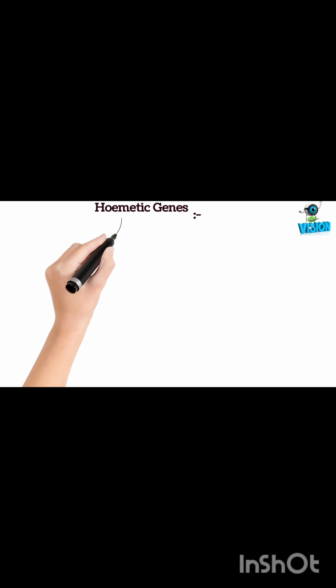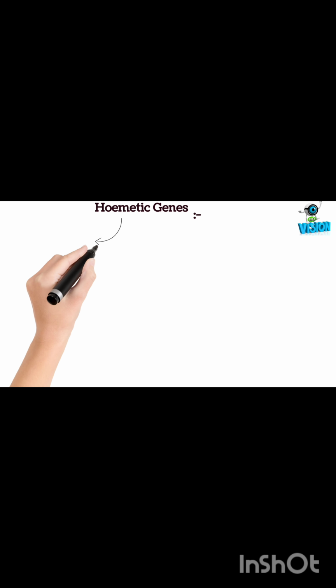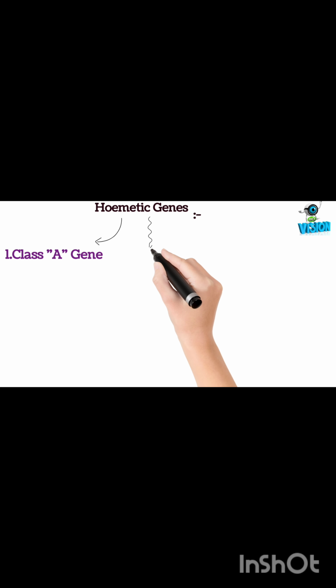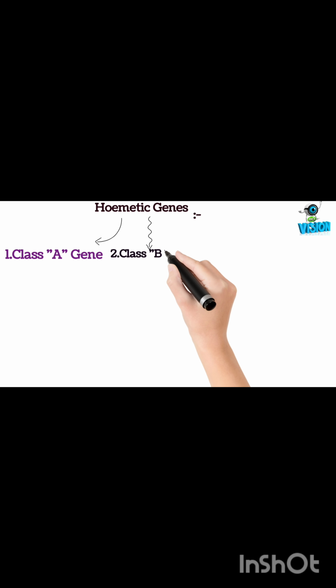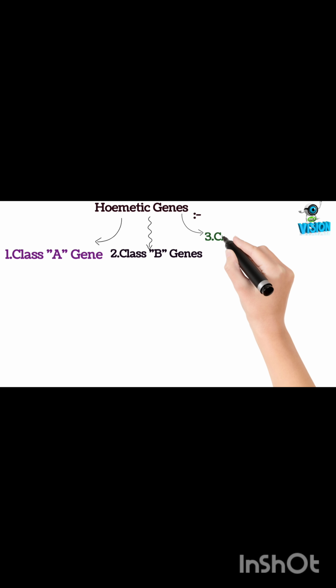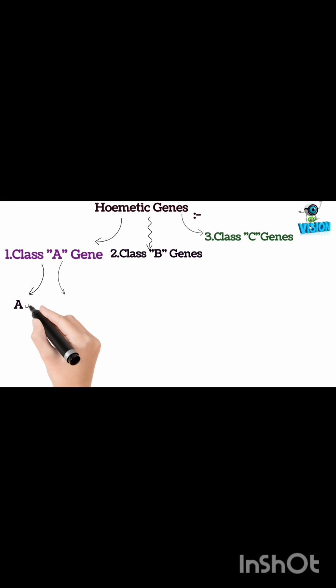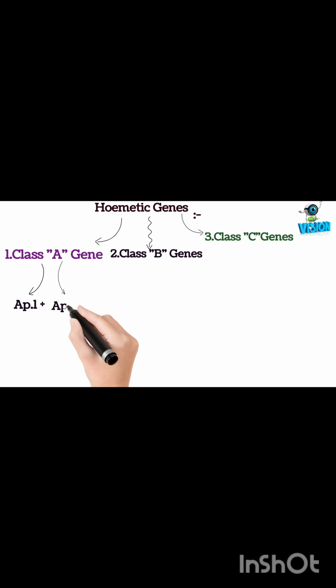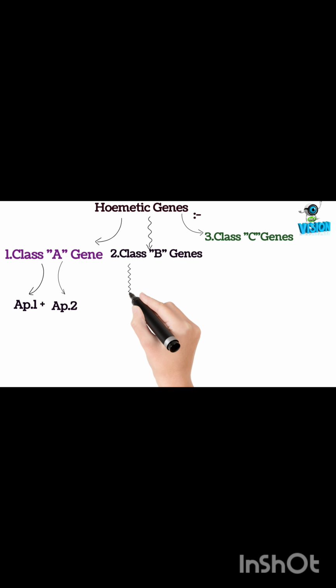As already discussed, these homeotic genes have three subclasses. Class A gene, second one is called class B gene, and third one, very important, this is called class C gene. This class A gene has two subtypes. Number 1 is known as AP1, meaning APETALA 1 gene. Second is called AP2, meaning APETALA 2 gene.